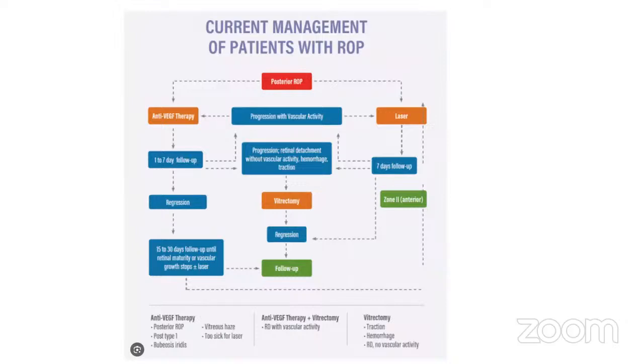So this is the flowchart of management of patients with ROP. Aggressive ROP or zone 1 ROP with stage 2, stage 3 should first be treated with anti-VEGF therapy and followed up closely. Then, if there is still persistence of avascular retina, we go for laser to the avascular retina. If there is progression to retinal detachment without vascular activity, without hemorrhage, then you can directly go for vitrectomy. If there are a lot of new vessels, then you can first inject anti-VEGF and later go for vitrectomy.